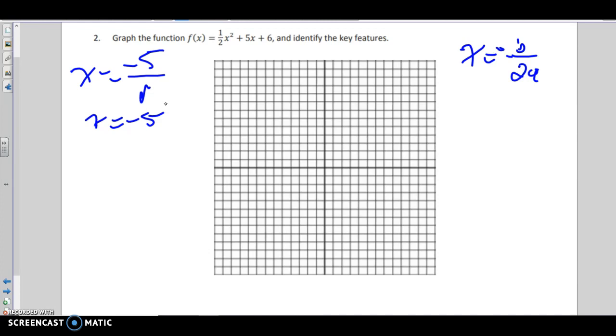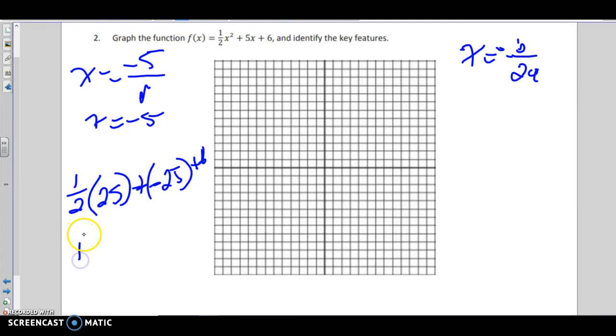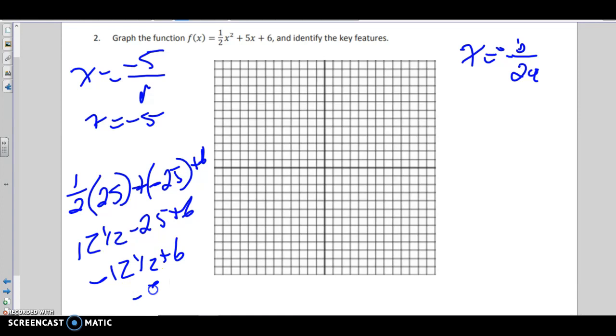Plug that back in. 1/2 of negative 5 squared, which is going to be 25, plus 5 times negative 5, which is going to be negative 25, plus 6. So 12.5 minus 25 plus 6, negative 12.5 plus 6, negative 6.5. So my vertex is negative 5, comma, negative 6.5.